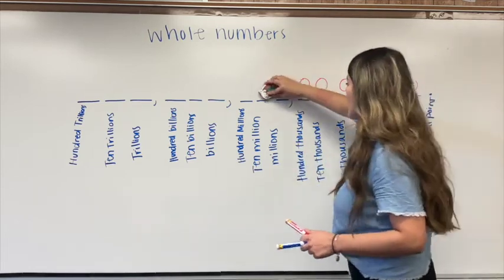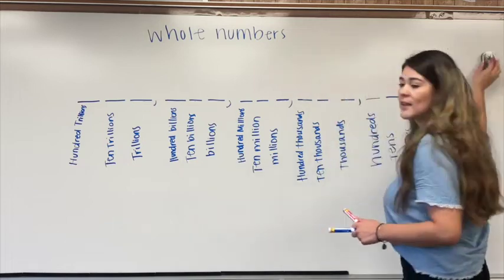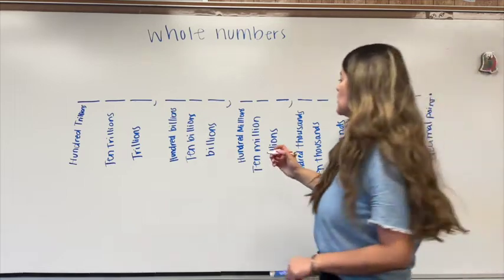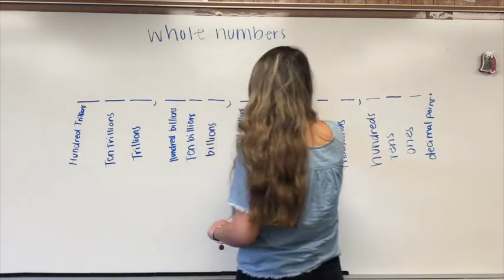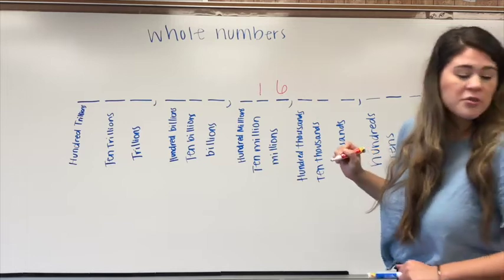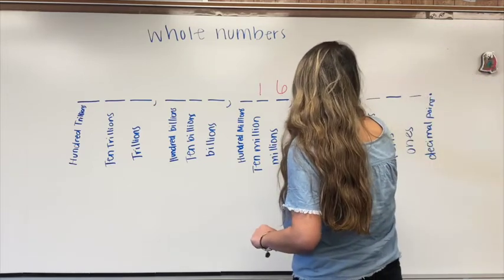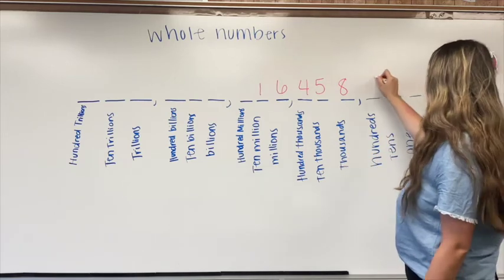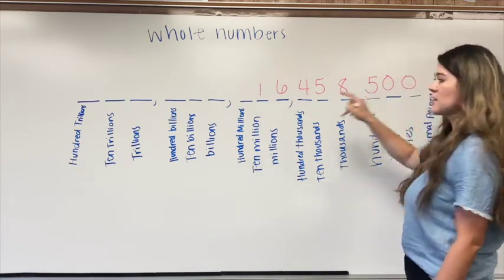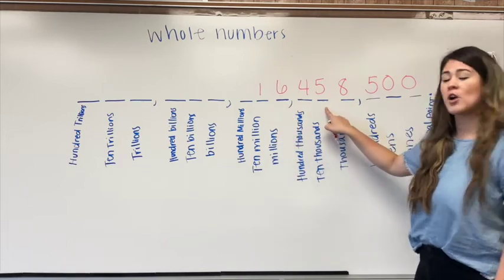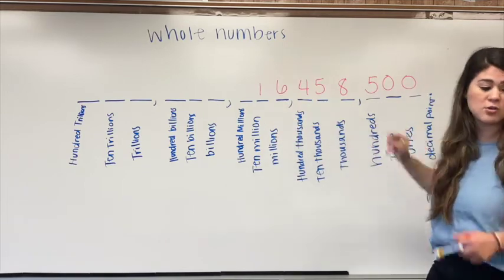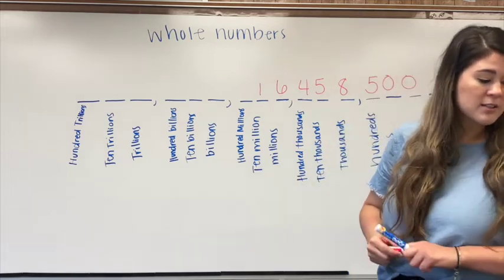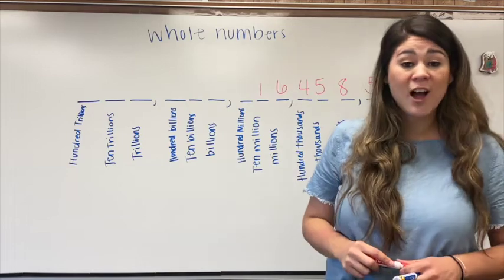All right, let's look at example 2. Example 2 says to round 16 million 458,000 500. Okay, so that number is 16,458,500, and it says to round it to the nearest thousand. Okay, to the nearest. Oh, I'm sorry. It says to round to the nearest 100,000.